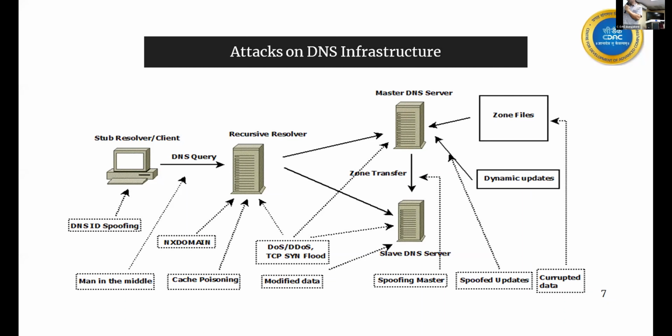We'll discuss this. Then you have MITM, man in the middle attack, which can be on the client. And then on the recursive server, you may have attacks, which is called cache poisoning attack, because as I told you, the recursive server will have some cache. NX domain is one more attack which can be there on recursive server, right? Even the DDoS attacks can be there on entire ecosystems. It can be there on recursive server, it can be there on master, slave, or root, and so on, right?